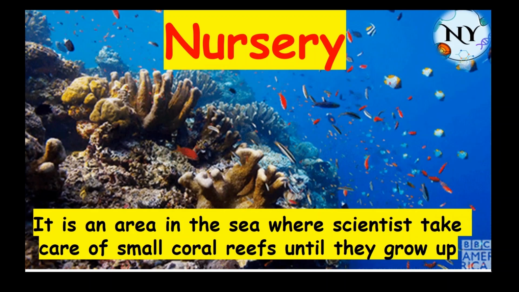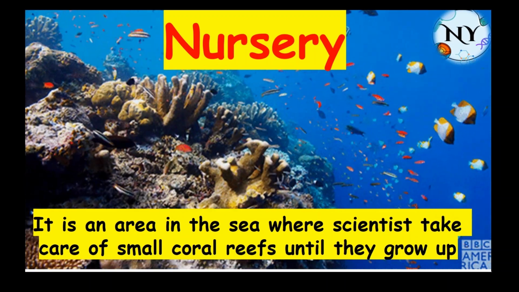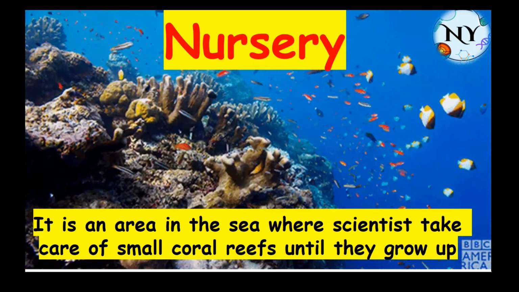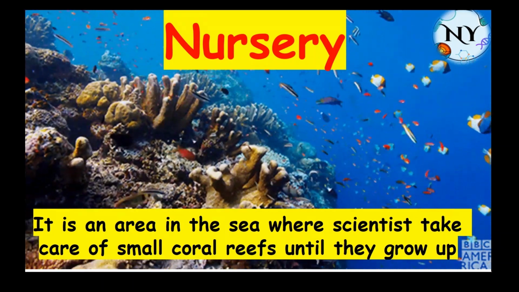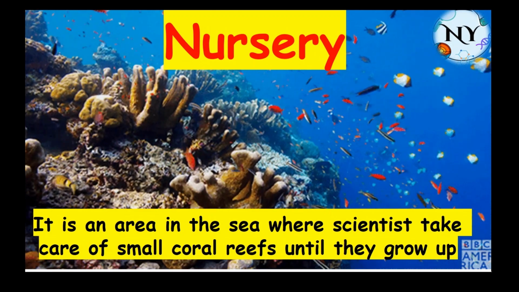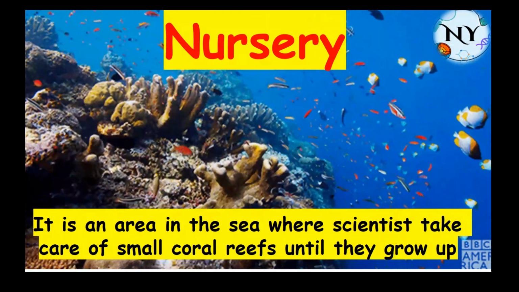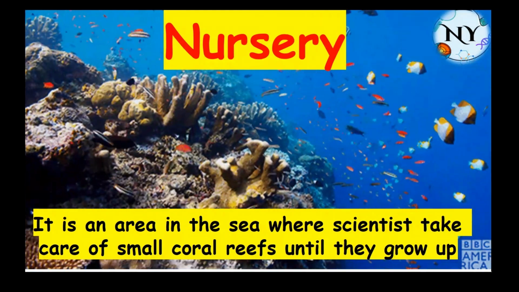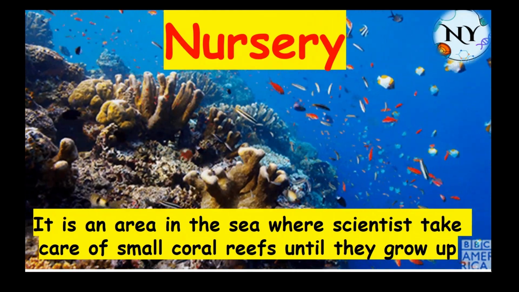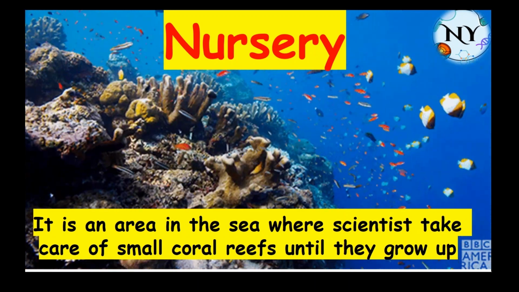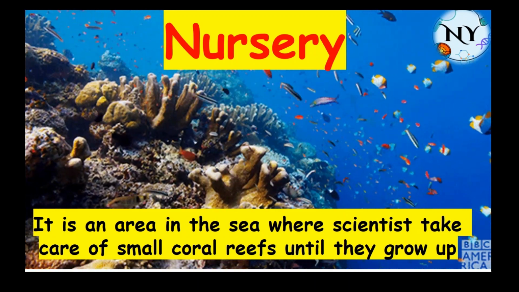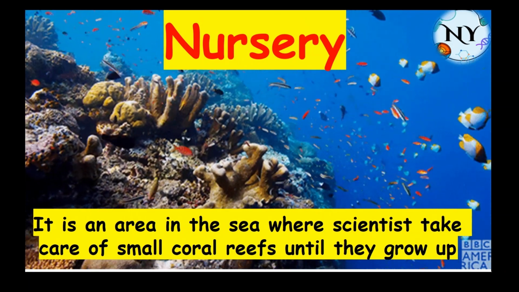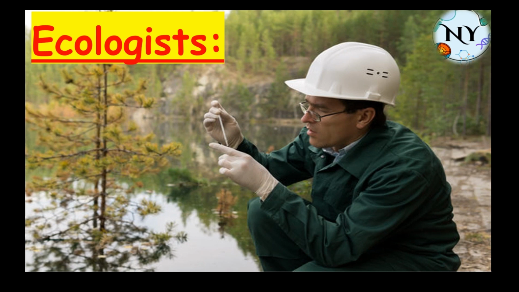What about nursery? It's an area in the sea where scientists take care of small coral reefs until they grow up. So, if we have coral bleaching, we can restore this habitat again when scientists take care of small coral reefs until they grow up. This area is known as a nursery. So the key words here are area and small coral reefs.